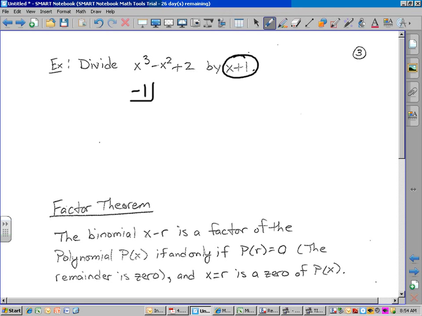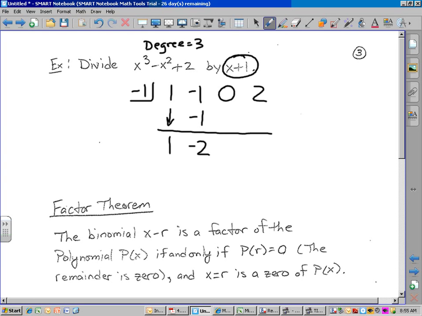Now what's being divided? Well, x cubed, so that's our first coefficient, minus x squared, so minus 1. I don't have an x term, so I have to put a 0 for x, and then a 2 for the number. Again, the degree is 3. So we should have 4 coefficients. You should always have one more than the degree. Bring down the 1. We multiply. Negative 1 times 1 is negative 1. Add. Negative 2. Negative 1 times negative 2 is 2. Add. Negative 1 times 2, negative 2. Add.